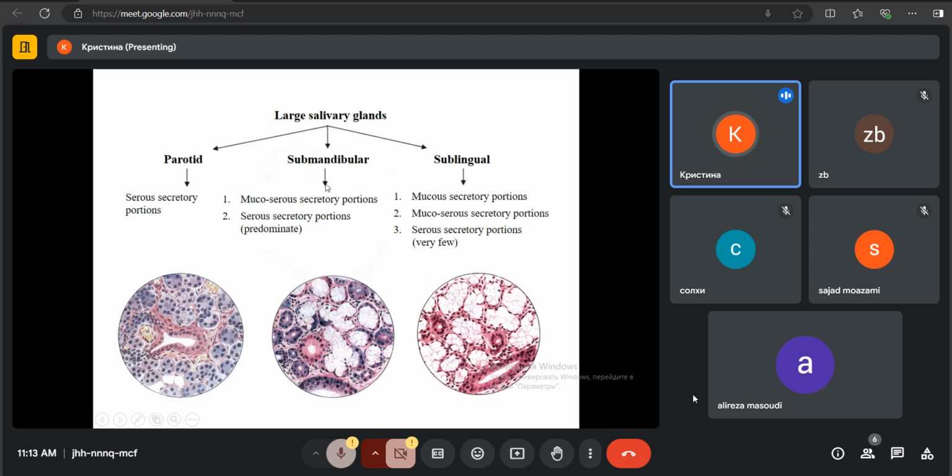The submandibular gland has mixed mucoserous secretory portions, which include both mucocytes and serocytes at the periphery, and also serous secretory portions. In the sublingual gland, we have mostly mucous secretory portions, but also some amount of mixed ones.